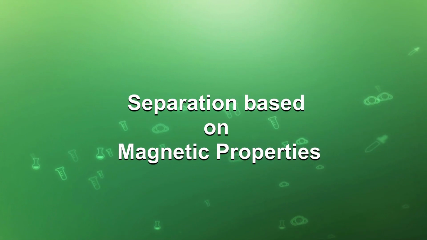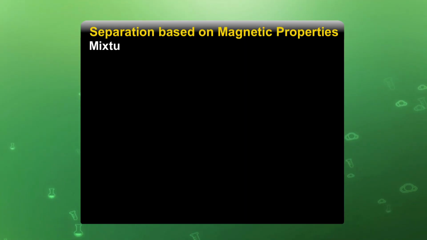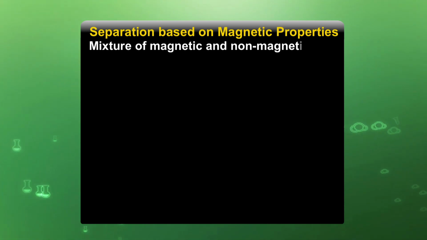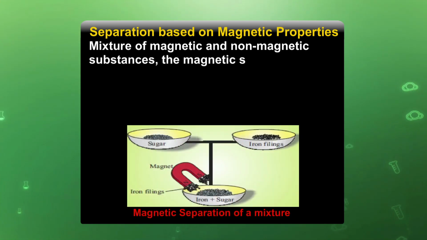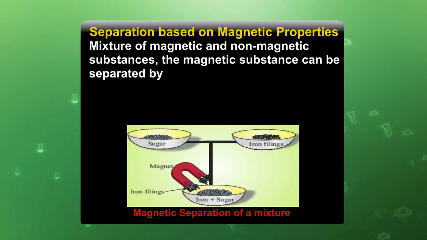Another is separation based on magnetic properties. This is also a technique we generally use at our home. Suppose we have to separate sugar from iron filings. The basic principle of this method is that in the mixture one component should be magnetic in nature, that is, its particles are attracted by a magnet. In a mixture of magnetic and non-magnetic substances, the magnetic substances can be separated by using a magnet.